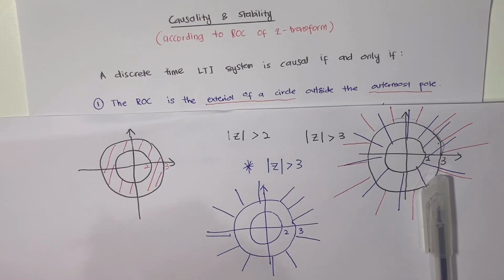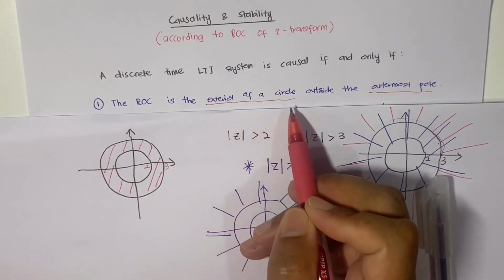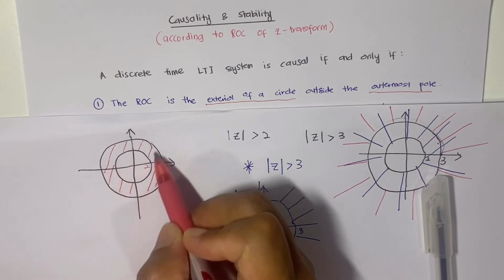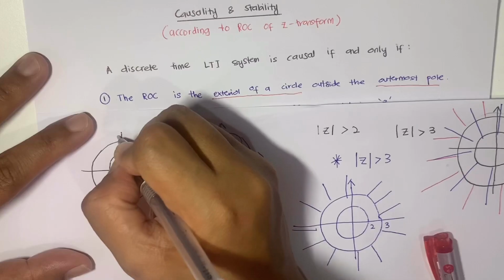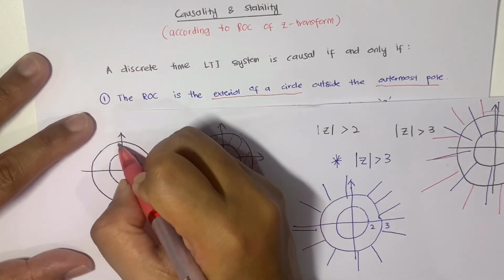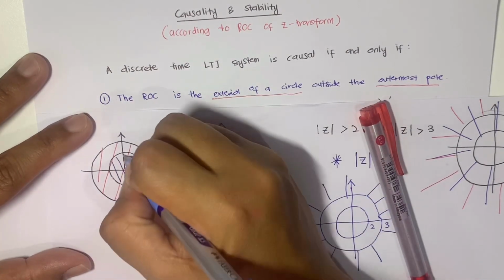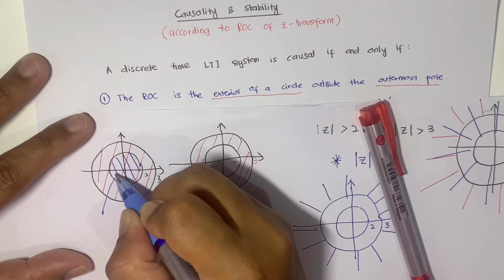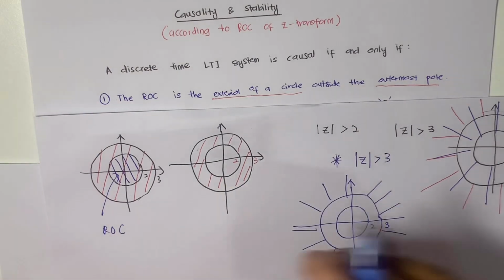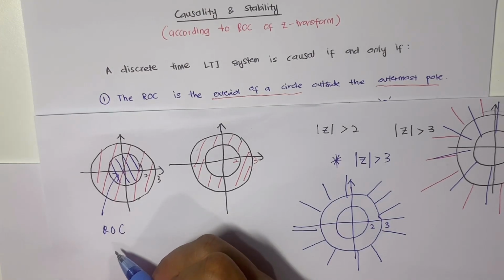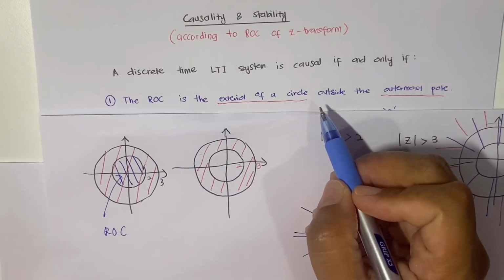No, it is unsatisfied the first point here, which is exterior of a circle. This is inside the outermost pole, less than 3. What if the pole is less than 3 and the other pole is less than 2? So the overlap part is here. This is the overlap part, the common ROC that we consider as ROC for the system. So is it considered as causal system? No, actually it is not a causal system. It is unsatisfied this condition.